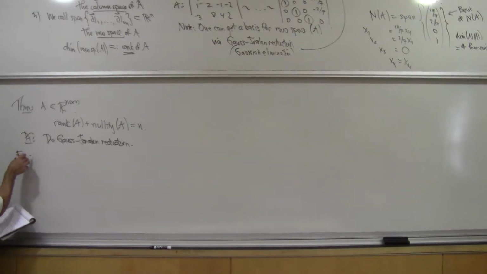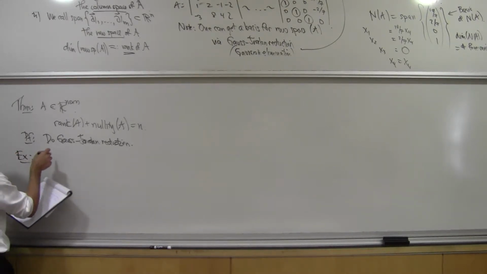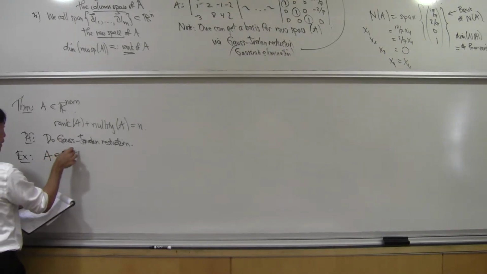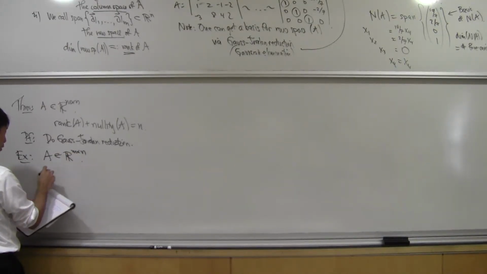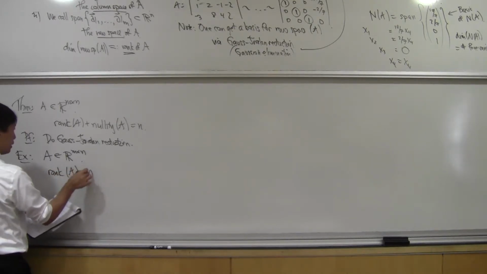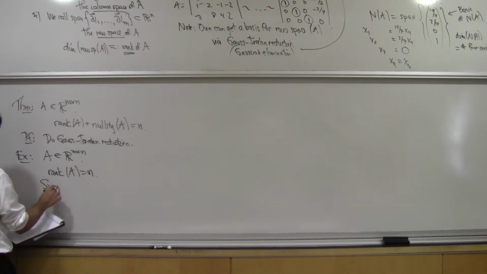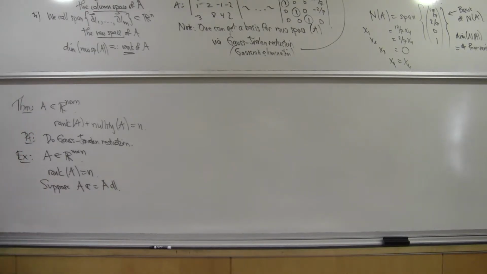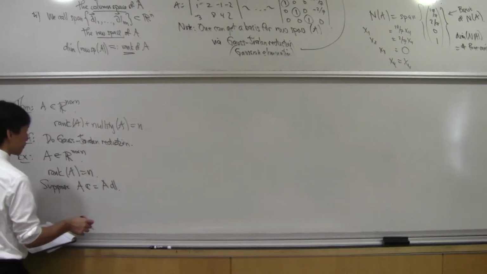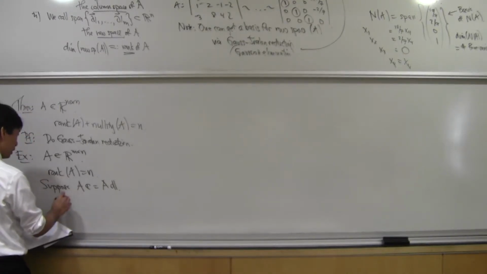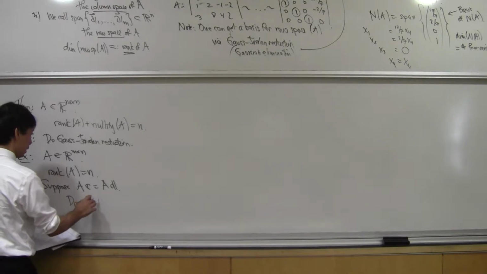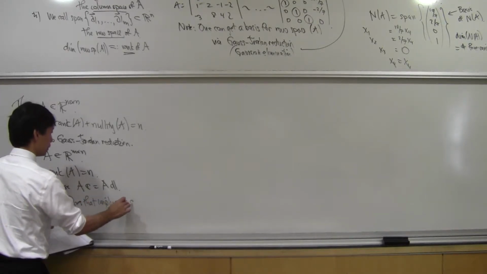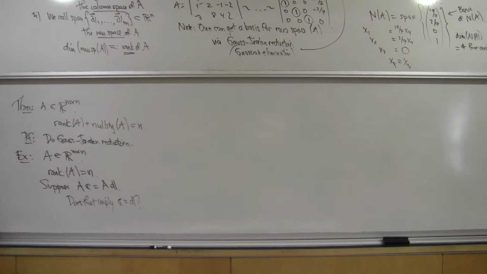Let me have you do an exercise that will show you what's useful about this. Suppose you have an n by n matrix, and you know that the rank is n. And suppose you have two vectors, c and d, and you know that A times c equals A times d. Does that imply that c equals d? Can you just cancel off the A? That's basically what this is saying.